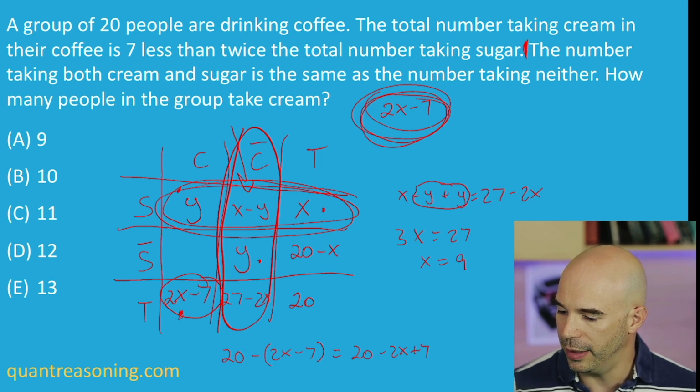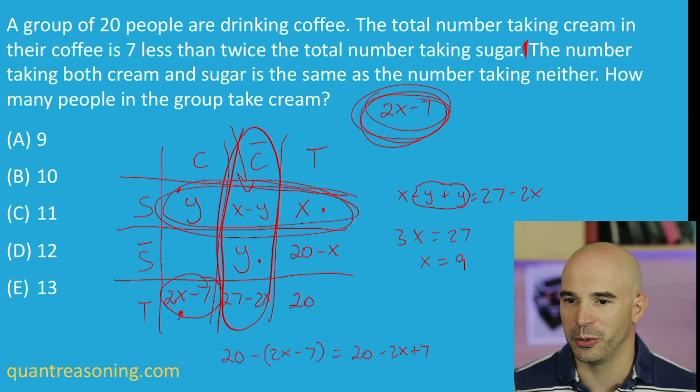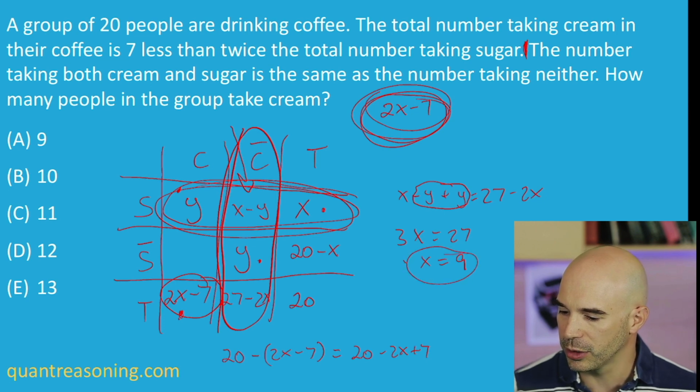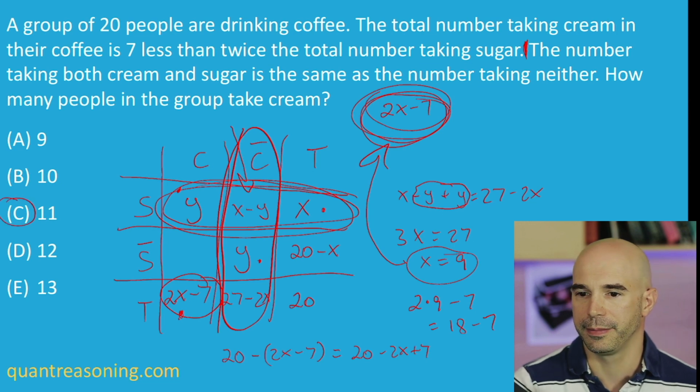And of course 9 is in the answer choices, as I knew it would be, because I know all their tricks. I know how they're going to try to get us. We're not solving for x, we're solving for 2x minus 7. So 2 times 9 minus 7 is 18 minus 7, which is 11.